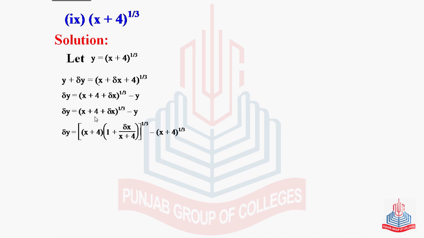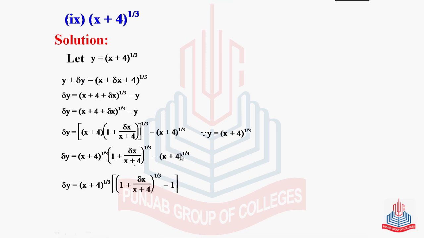So we have 1 plus delta x divided by x plus 4, with this x plus 4 as a common factor. So from here we have only 1 plus delta x divided by x plus 4 raised to the power 1 by 3, and this one is the value of y. Now delta y is equal to x plus 4 raised to the power 1 by 3 and 1 plus delta x over x plus 4 raised to the power 1 by 3, because the whole thing contains a power 1 by 3, and we can apply power 1 by 3 on these two terms. This one remains same. Now x plus 4 can be taken as a common factor from these two terms.